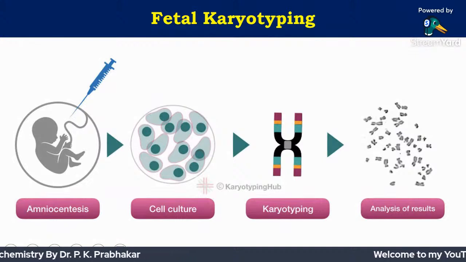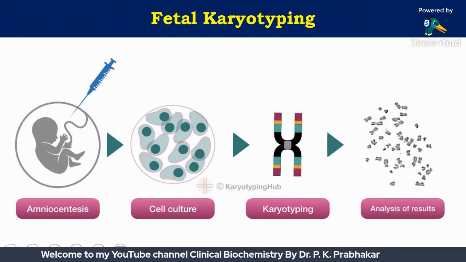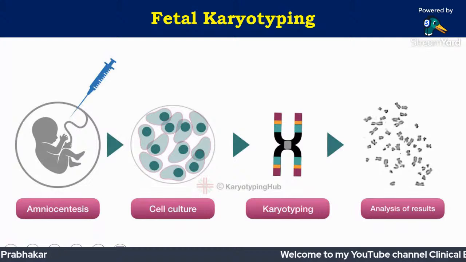When we talk about fetal karyotyping, normally it is done through amniocentesis. So we take cells from the amnion or chorionic cells. Amniocentesis is a process where, through injection, we collect the amniotic fluid. From there, we collect the cells.